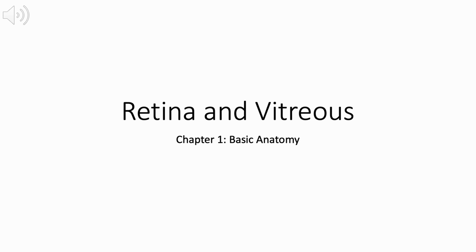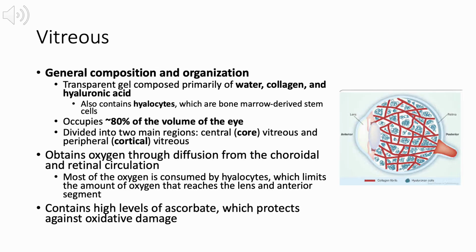Let's get started. Let's start off by talking about the vitreous. The vitreous is a transparent gel composed primarily of water, collagen, and hyaluronic acid. In addition to these structural components, it also contains hyalocytes, which are bone marrow-derived stem cells. The vitreous occupies approximately 80% of the total volume of the eye. It is divided into two main regions, the central or core vitreous and the peripheral or cortical vitreous.